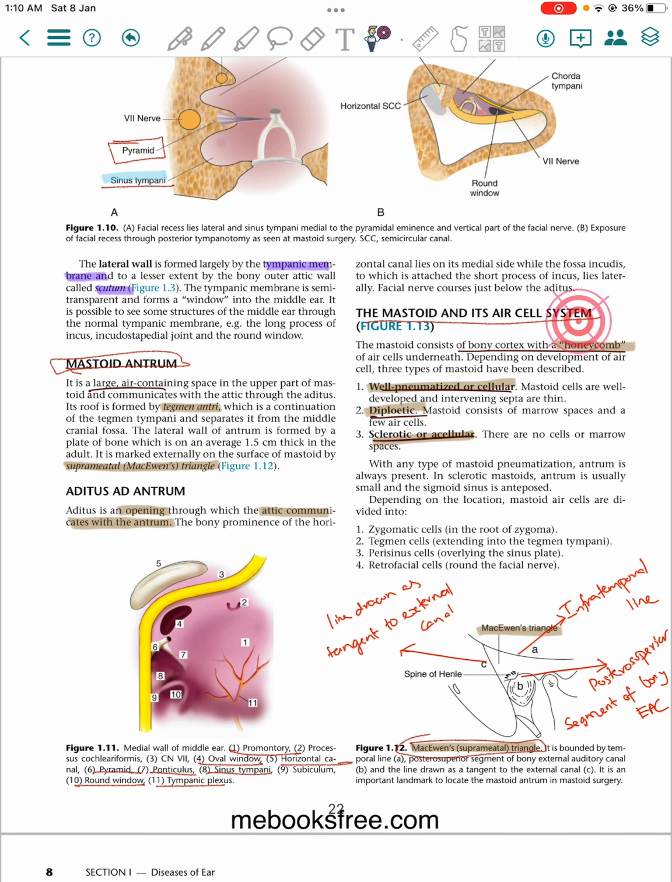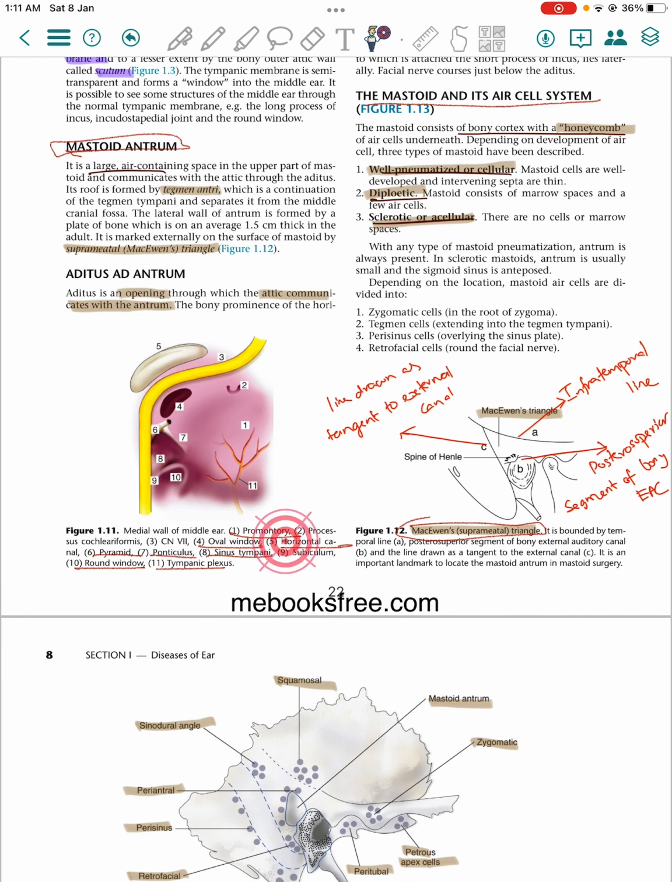Then looking at the mastoid air cells. These have a honeycomb appearance, very dense bones. There are three types of cells. It's well pneumatized or cellular type. These are big larger cells, air filled. This is known as pneumatized. Then this is sclerotic or acellular, which contains no cells or no marrow, which is thick bone. Then diploic, which contains both the air cells and the marrow spaces, guys.